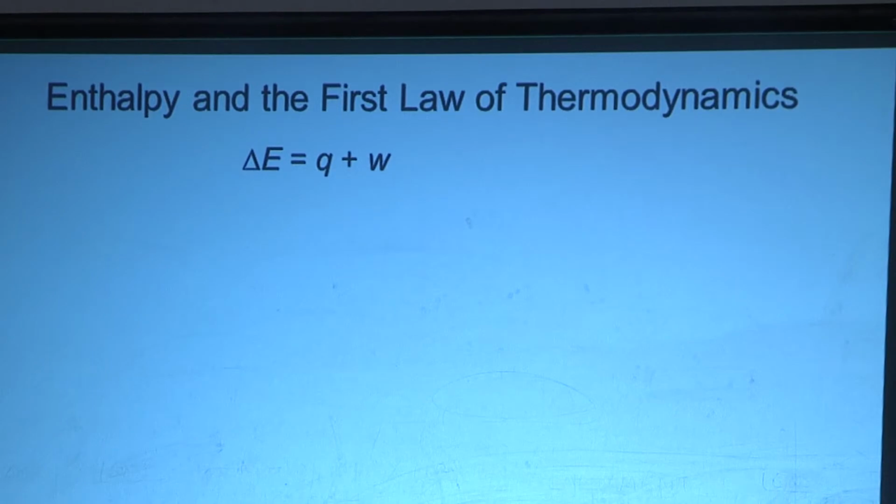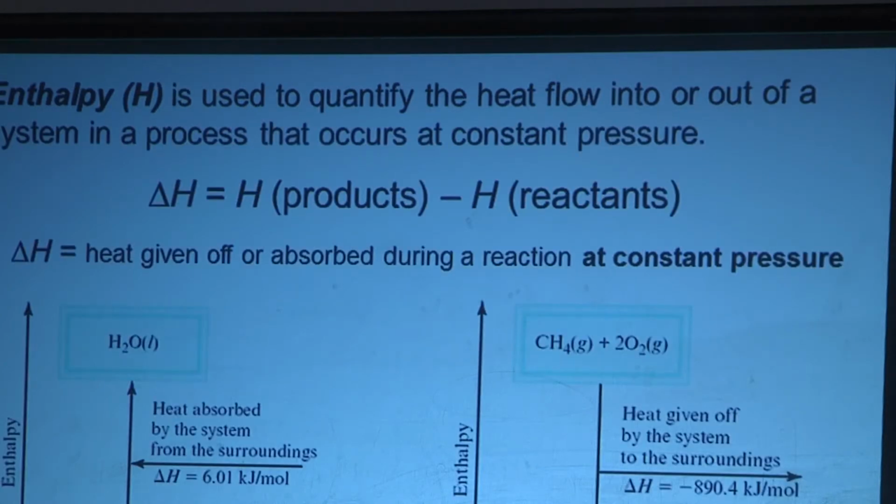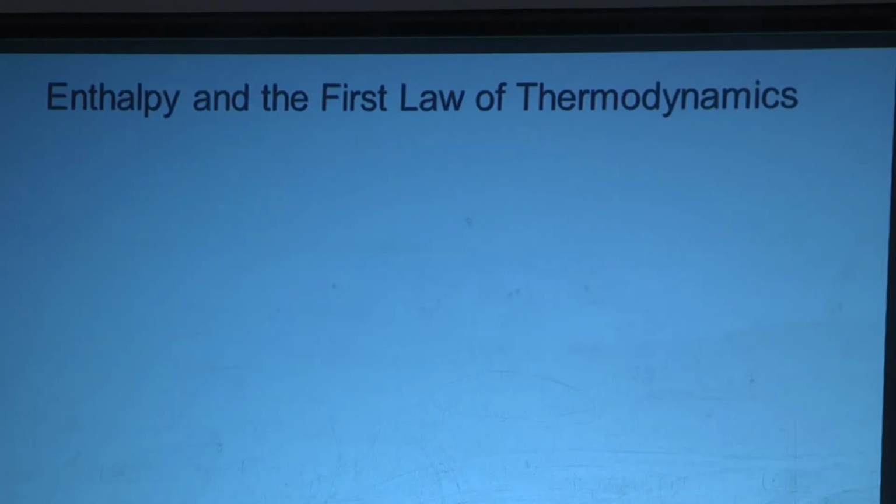Q refers to the exchange of heat. So if you're at constant pressure, what is Q? No. I just told you in the last slide. Delta H is the heat given off or absorbed during a reaction at constant pressure. Right? So if you're at constant pressure, Q is just delta H.